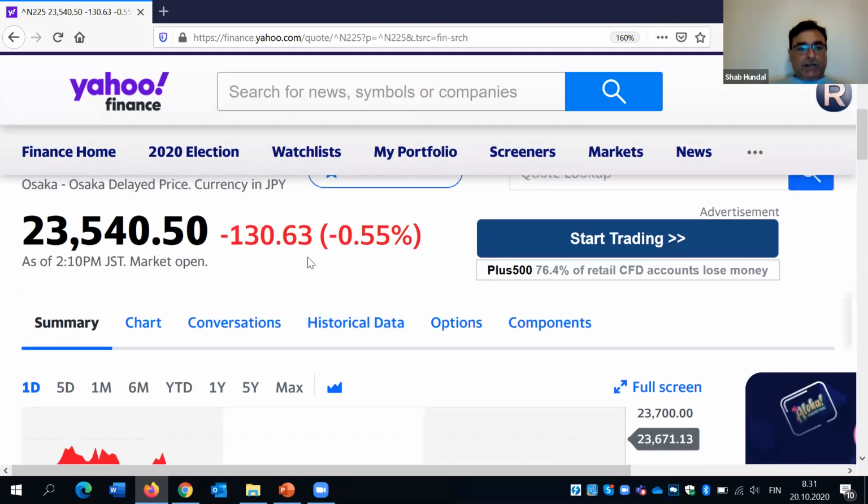So it shows that there is some time gap. It's not a real time. So there is some time gap. And you can see that the last time there is a 0.55% decrease in the index in Japan.